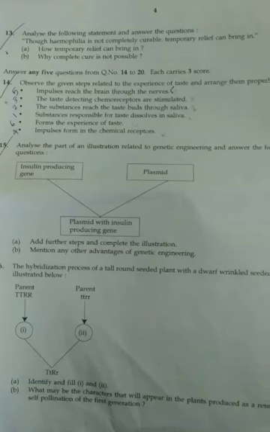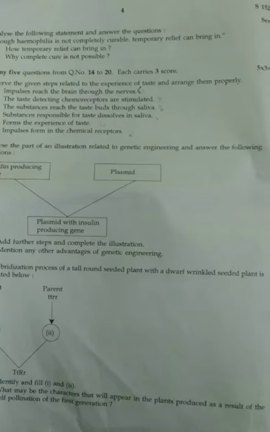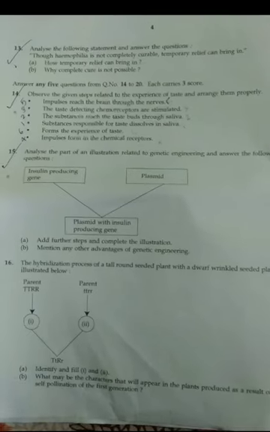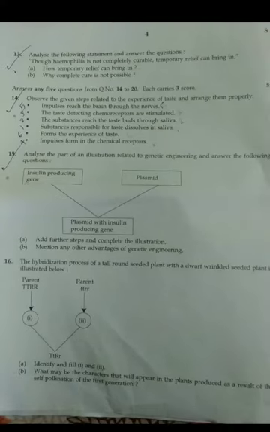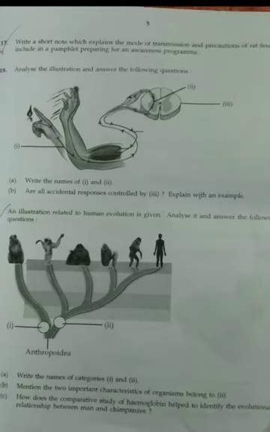Then the B question: what may be the characters that will appear in the plants produced as a result of self-pollination of the first generation? So what is the character? The first generation has tall round seeded plants. Okay, tall round seeded plants. That's all about the 16th question. Let's look at the 17th question.